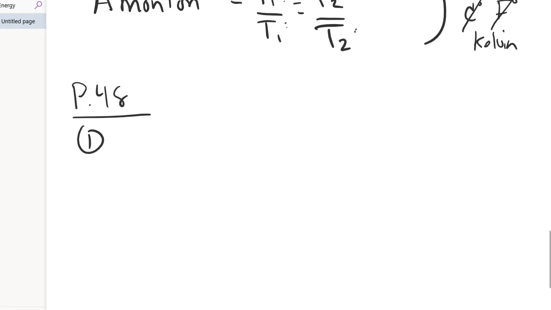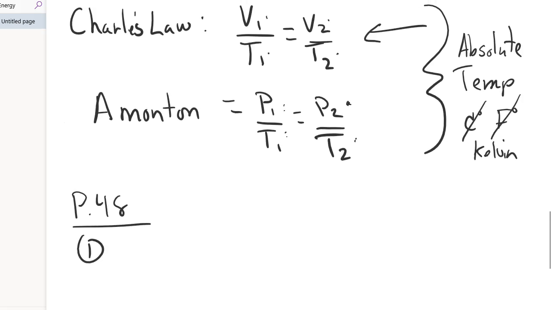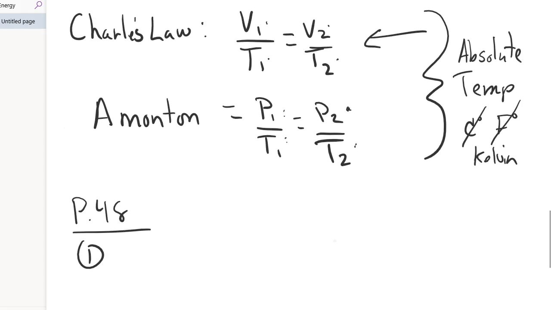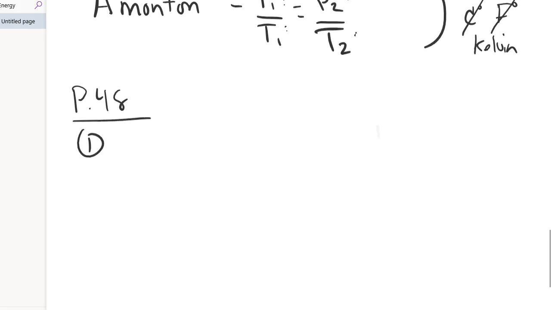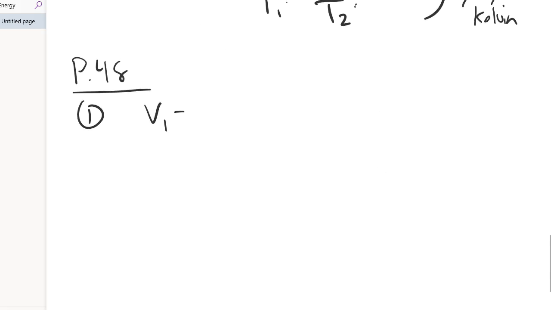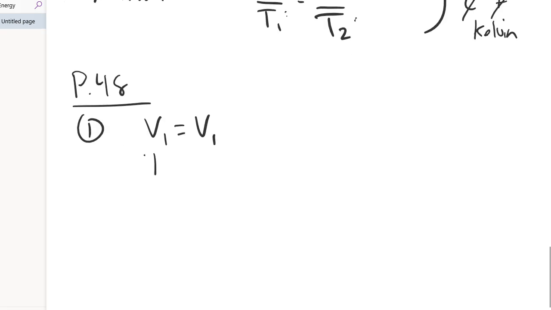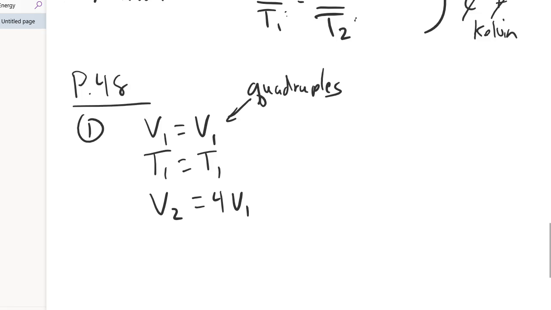So like we did in our other problems, we write down what we were given, and this one is asking about volume and temperature, so we are going to use Charles' law. Let's start with what we're given. Let's call the initial volume V1, and the temperature would be T1. But then for the second part, we change the volume to 4 times V1, because it said it quadruples. When it quadruples, we multiply the initial volume by 4. And the question is, what would the final temperature be?